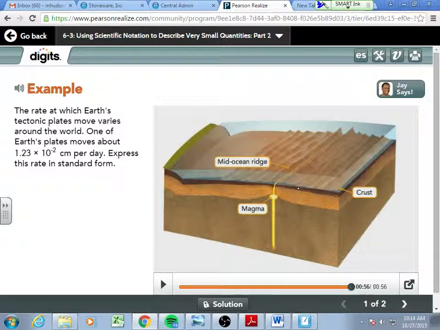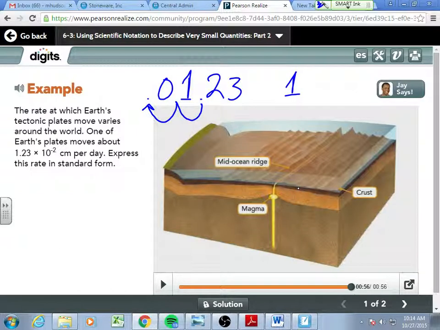So I kind of like to write it out how it is first, and then do what it tells me. I move it left 1. To move it left again, I'm going to have to put a 0, and it's going to land right out there. So it's actually going to be 0.0123 centimeters.